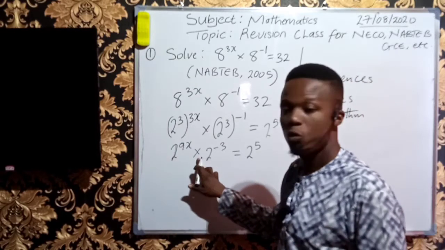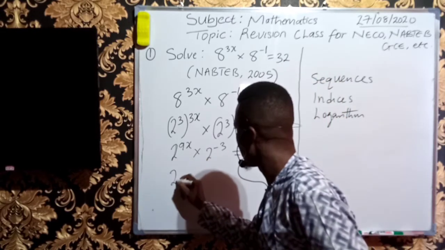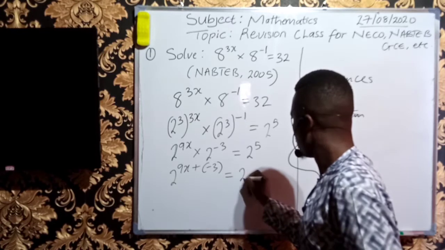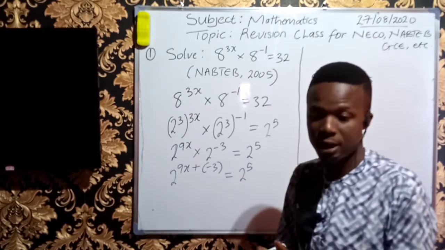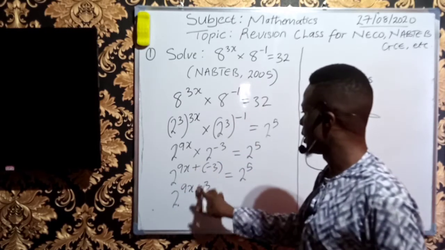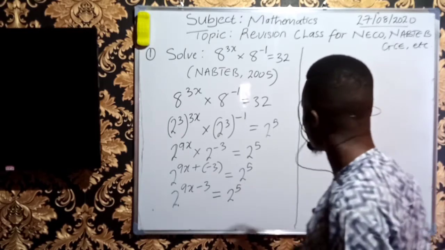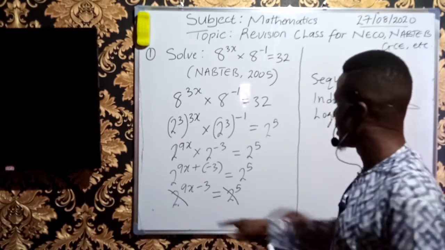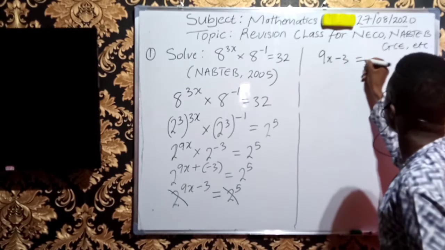Remember, from the laws of indices, whenever you are multiplying, simply add their powers if they have a common base. So we can add the powers as 2 power of 9x plus minus 3 equals 2 power of 5. Now remember, when you see plus and minus in between two numbers, you take minus. So we shall have 2 power of 9x minus 3, because plus minus is minus, is equivalent to 2 power of 5. At this stage, you are free to cancel their bases because it is common on both sides. So I've cancelled the bases. I'm left with 9x minus 3 equal to 5.